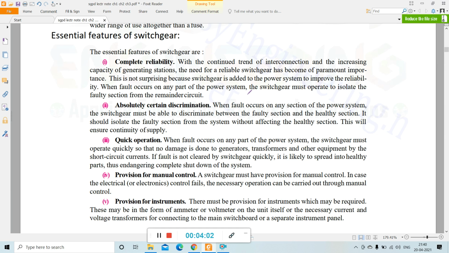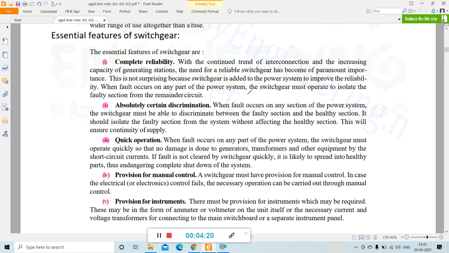Then absolutely certain discrimination. That means when a fault occurs on any section of the power system, the switchgear must be able to discriminate between the faulty section and the healthy section. It should isolate the faulty section from the system without affecting the healthy section.